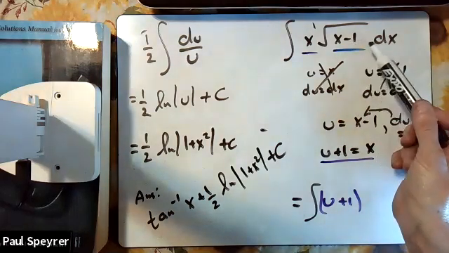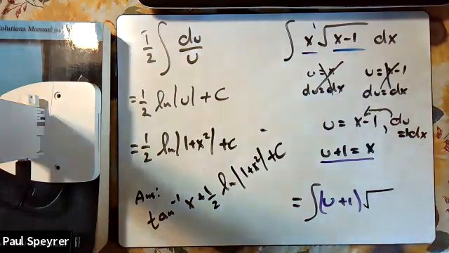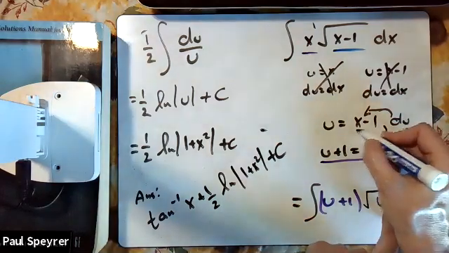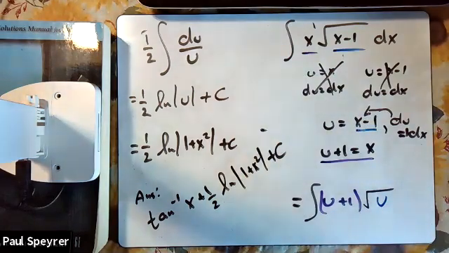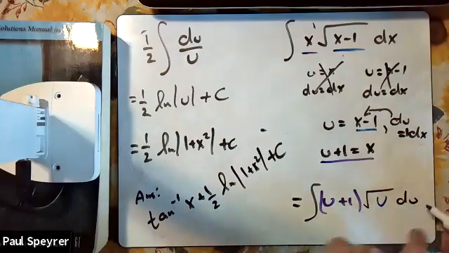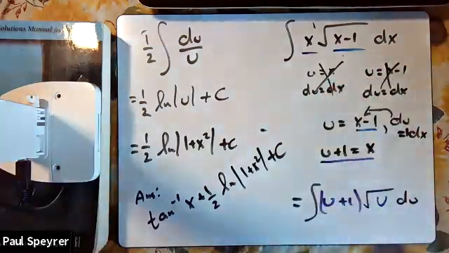Now, what about the blue right here? What's that going to be? That's going to be the square root of u. Why? Because blue was x minus 1, or u. And now we have our du. Remember, du in this case was just the dx. So we're good right there.